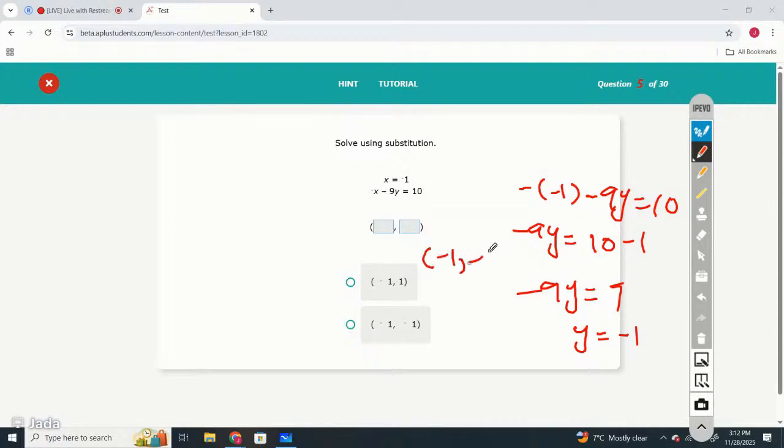y equals negative 1. Negative 1 and negative 1. So option number 2 is the correct option. That is negative 1 and negative 1.